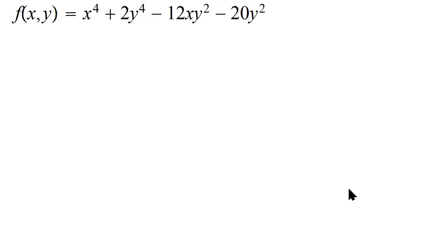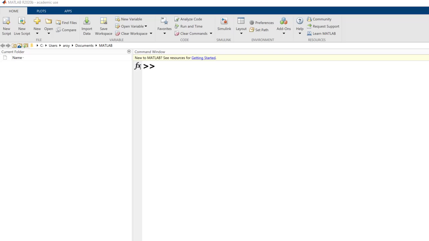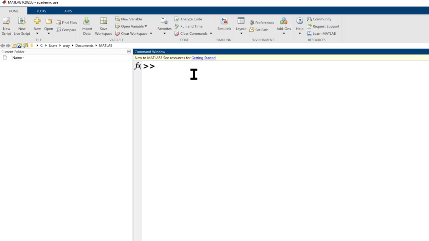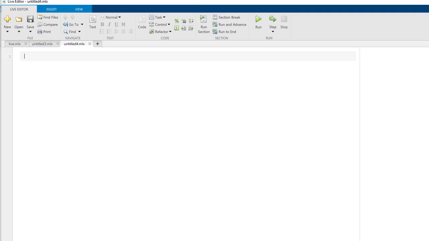So we would like to obtain the extrema of this function if available. We are going to use MATLAB, and what we are doing is that instead of writing in the command window, we are using LiveScript here. So click on New LiveScript, and you have a LiveScript here to type in, okay?